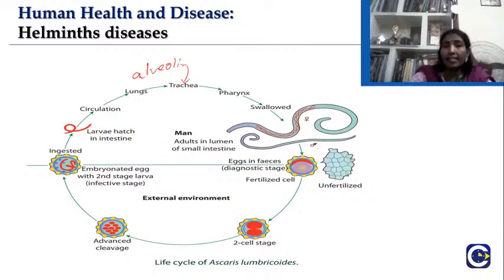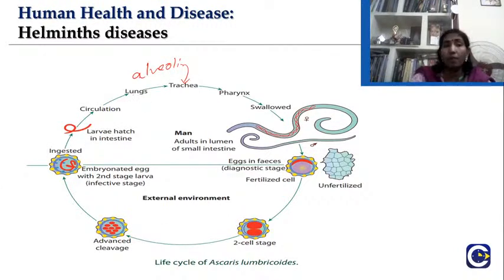So the female worms, in the fecal stage, again they are going to fertilize and form the eggs. So this is the diagnostic stage, we say. Then again in the external environment, when they come out in the fecal matter, 2 cell, 3 cell, they are going to divide, and again they are going to get ingested in humans. So like that, it is going to go in a vicious manner, and the person is going to get contracted with Ascaris.